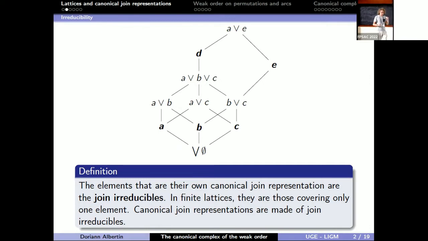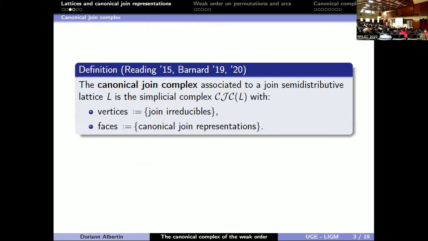And a nice way to encode this, a very natural way to encode this, is through a simplicial complex structure. We call it the canonical join complex. It's been introduced by Nathan Reading in 2015. And so it just is a simplicial complex whose vertices are the join irreducible elements, and the faces correspond to the canonical join representations.